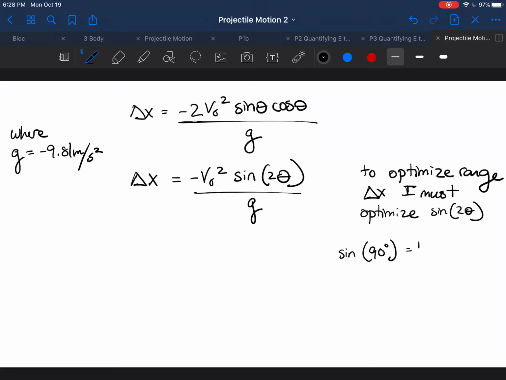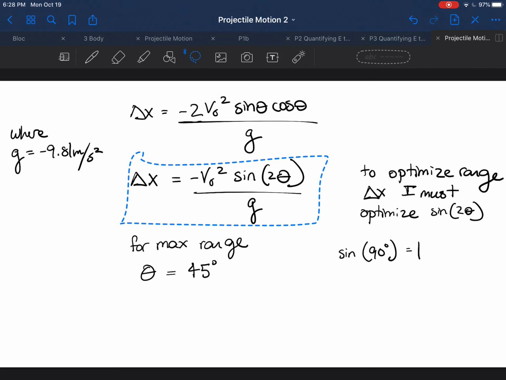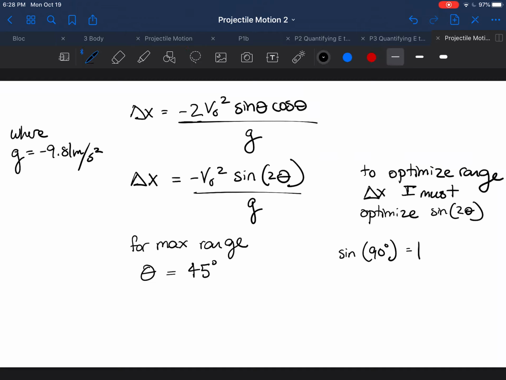sine of 90 degrees is the maximum value of 1. So here, that theta must be 45 degrees. As if it's 45 degrees, I'll get 90 in here, and I'll maximize this range. So, interestingly enough, if you want something to go to the farthest it possibly can, not necessarily the maximum height, but the furthest possible, you would want to fire or kick that projectile at 45 degrees.